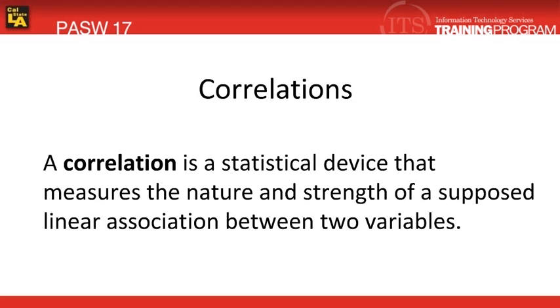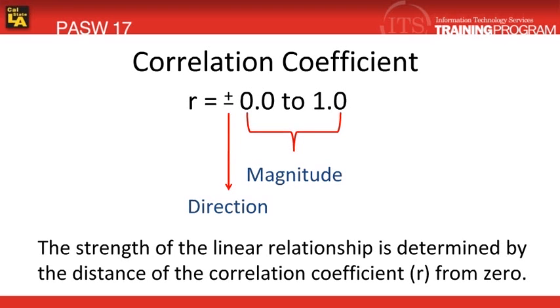A correlation is a statistical device that measures strength or degree of a supposed linear association between two or more variables. The correlation coefficient, designated by the letter R, is a number that indicates both direction and magnitude of association. The direction is indicated by the sign of the correlation coefficient, whereas the strength is shown by the distance of the correlation coefficient from 0, with positive or negative 1.0 showing perfect correlation.